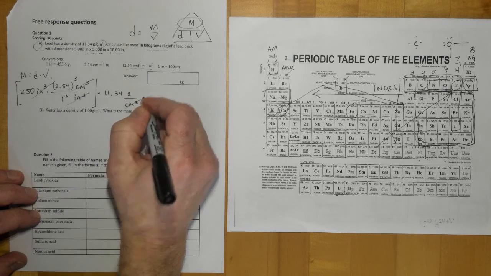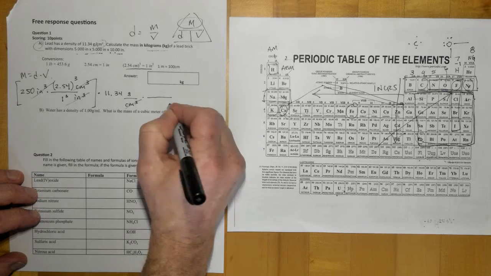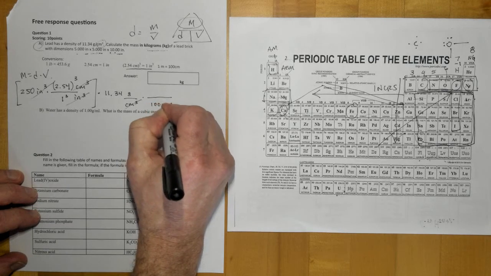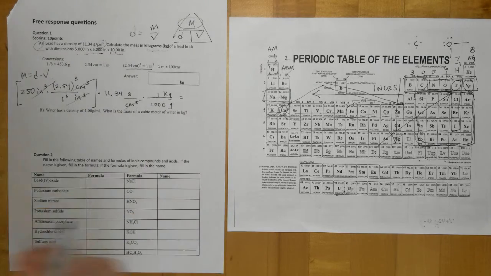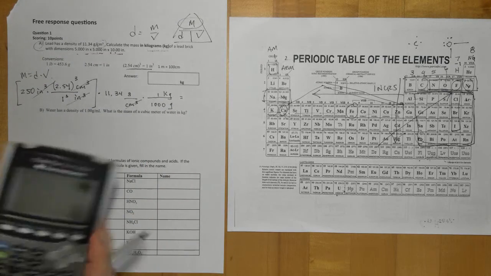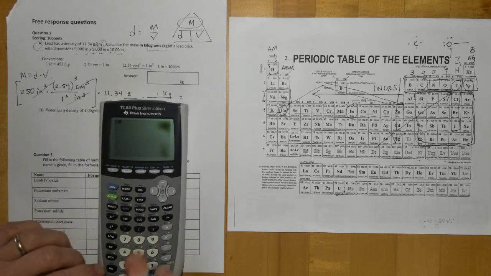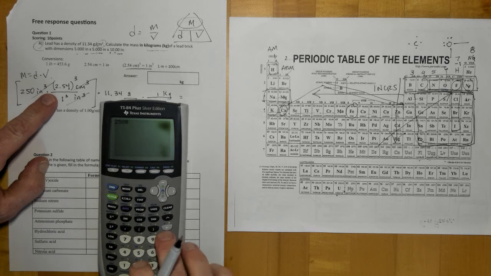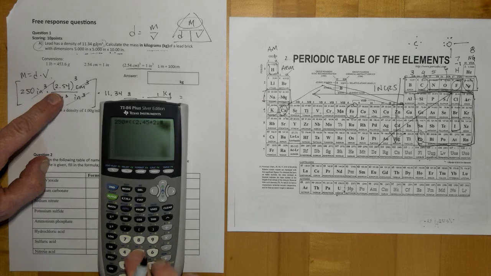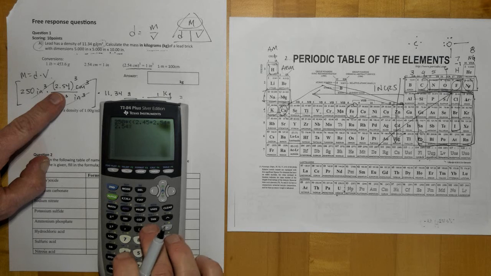Now we need to convert that from grams to kilograms, and you know that there's 1,000 grams in 1 kilogram, or 3 to the left if you want to do it with the decimals once you're all done. So let's see if I can put this all in. 250 times, and then be careful of this, 2.54 times 2.54 times 2.54. That's one way to do it cubed.